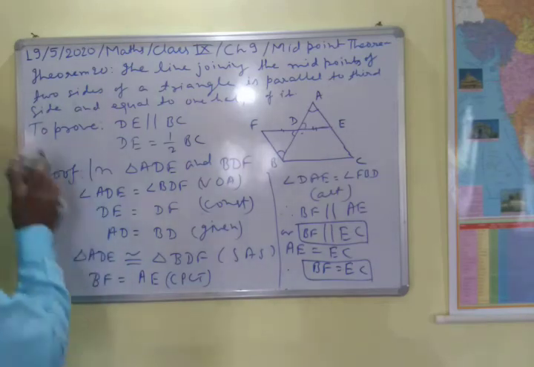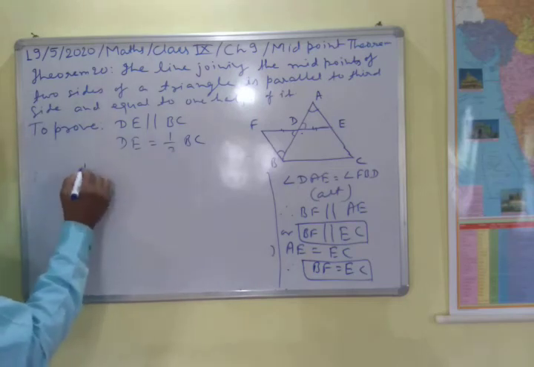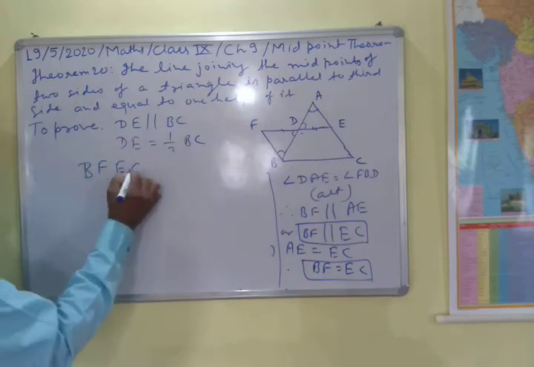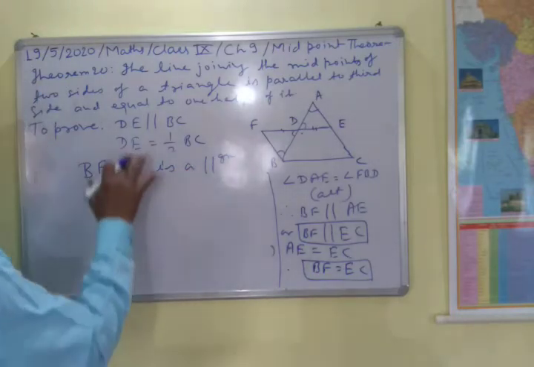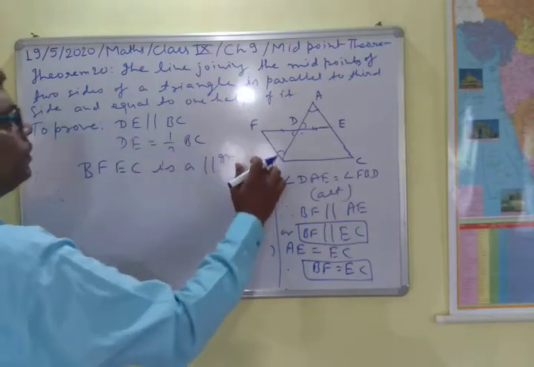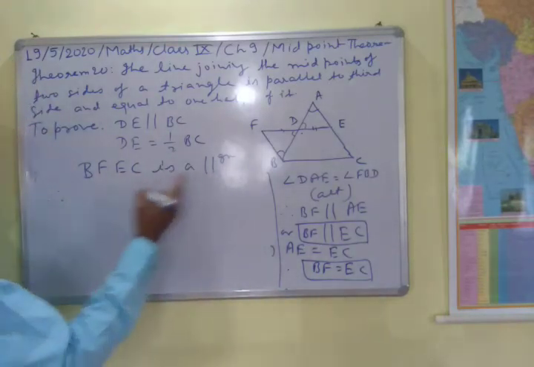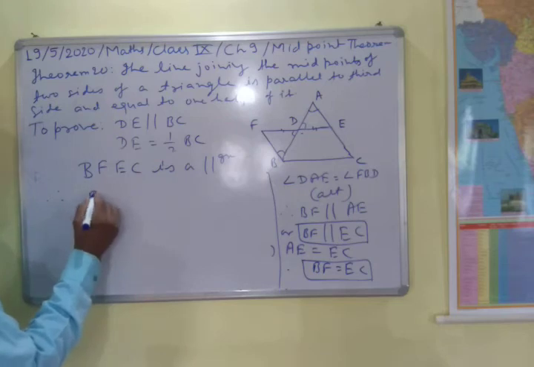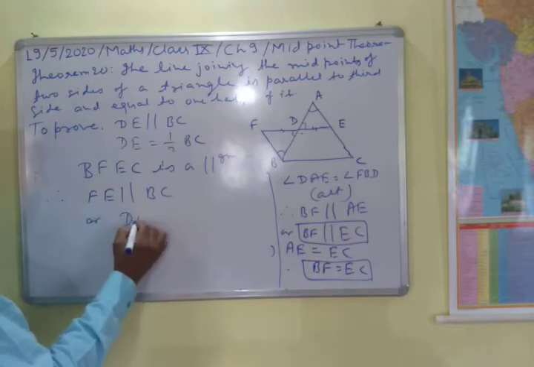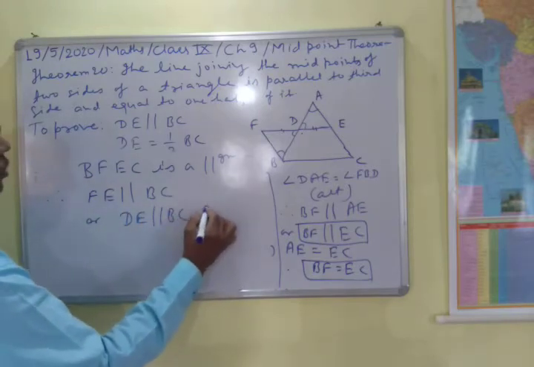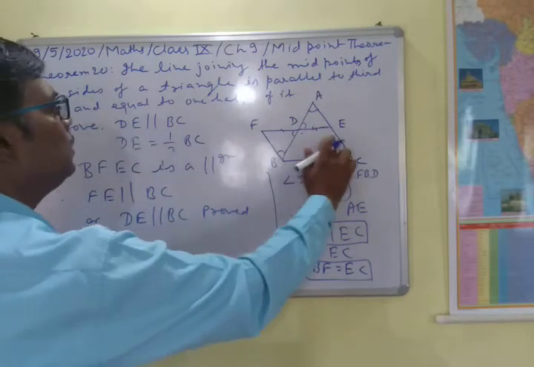So here I will write again, therefore BFEC is a parallelogram. And now we have proved. Because BFEC is a parallelogram, and you know that in a parallelogram the opposite sides are parallel, therefore in this case FE parallel to BC, or you can say that DE parallel to BC. So the first part is proved here. FE parallel to BC means DE parallel to BC.